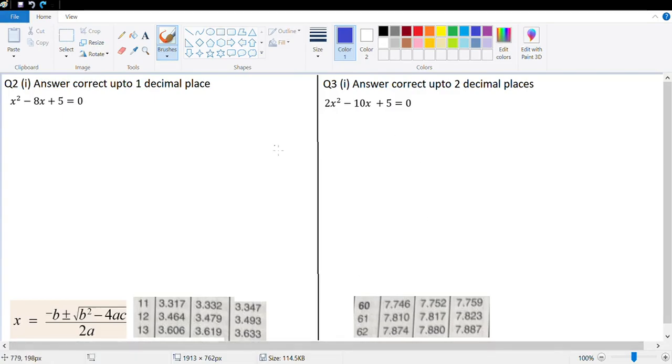Hi guys, let's look at the next video. We are still on exercise 5D, which is basically trying to solve a quadratic equation using the formula.